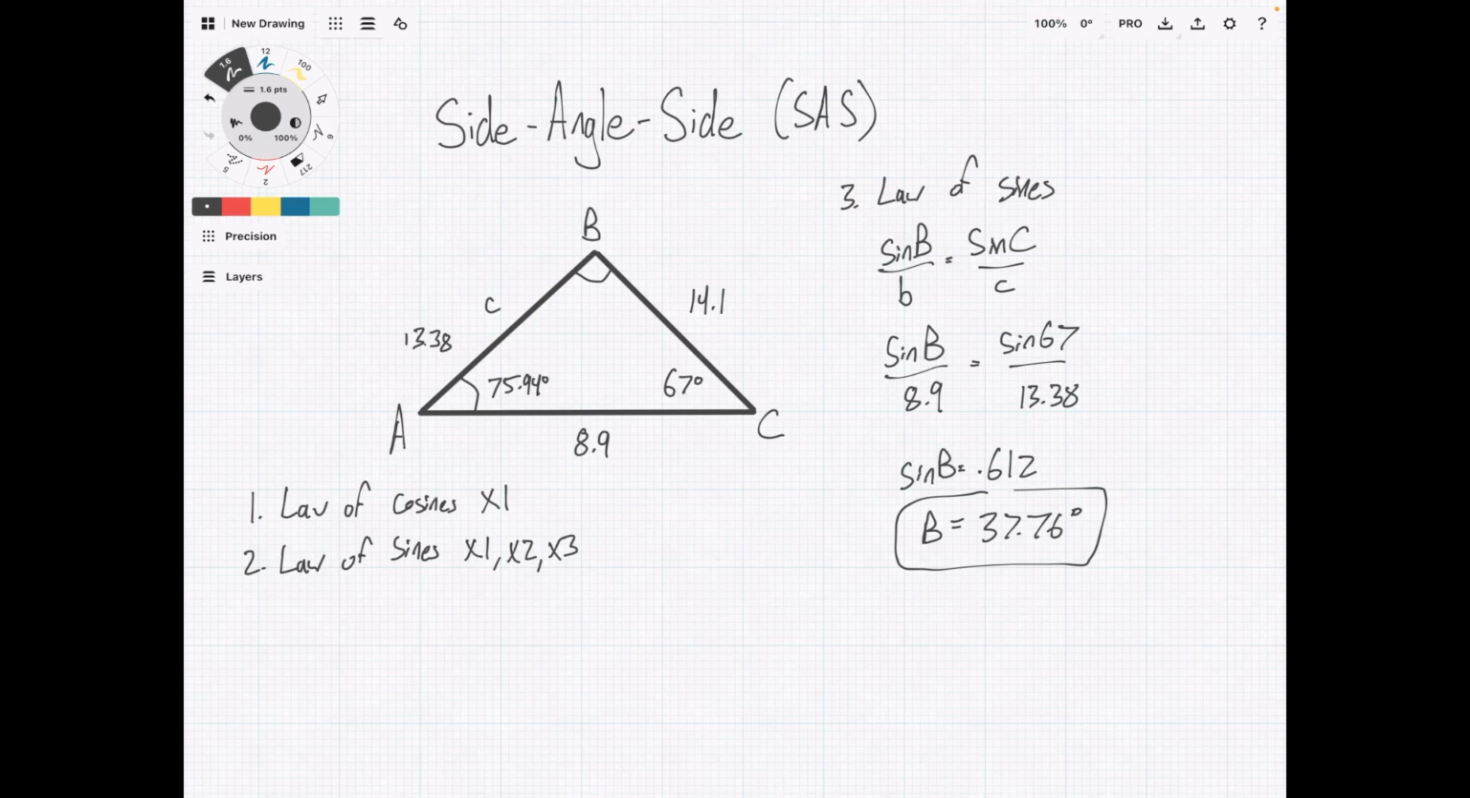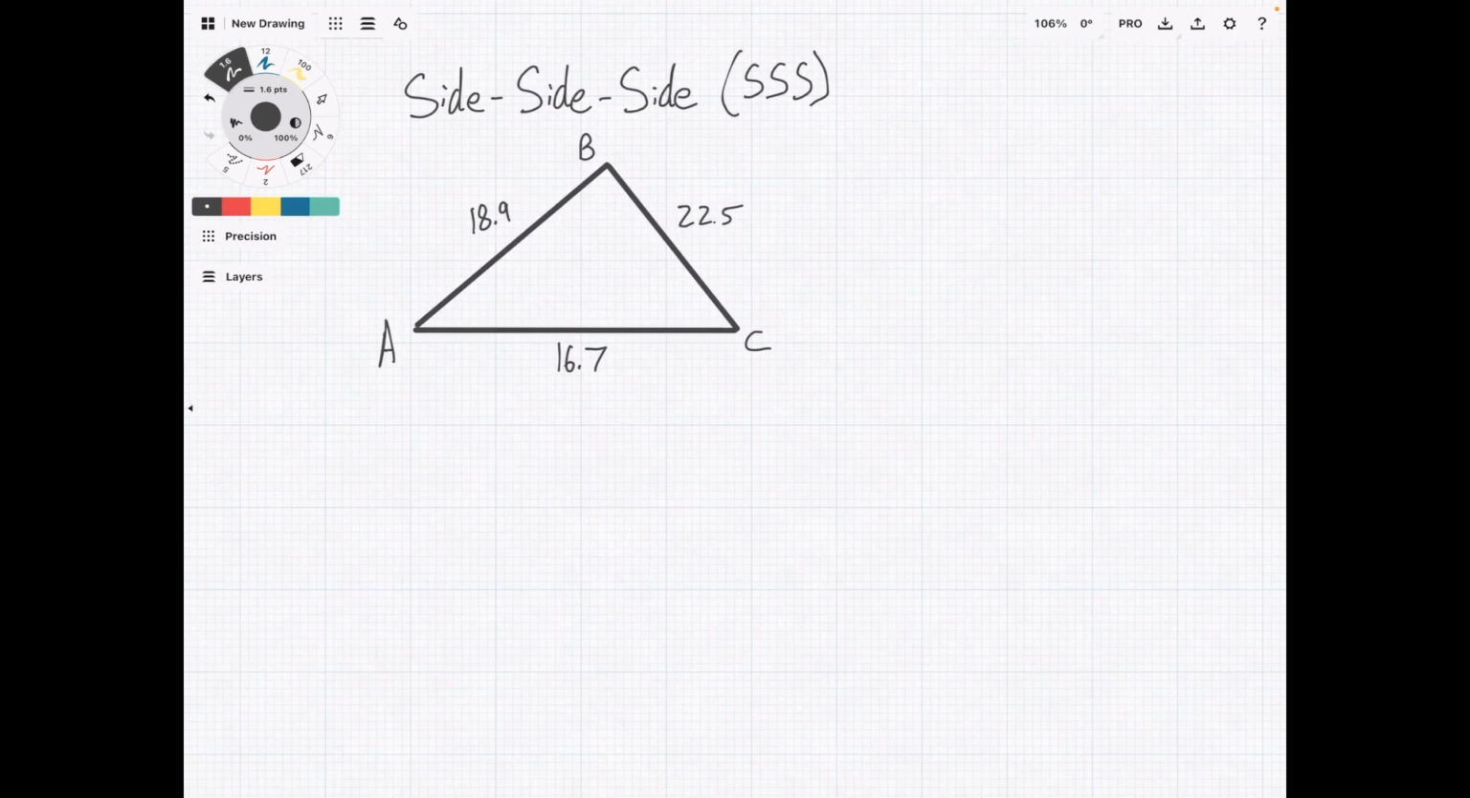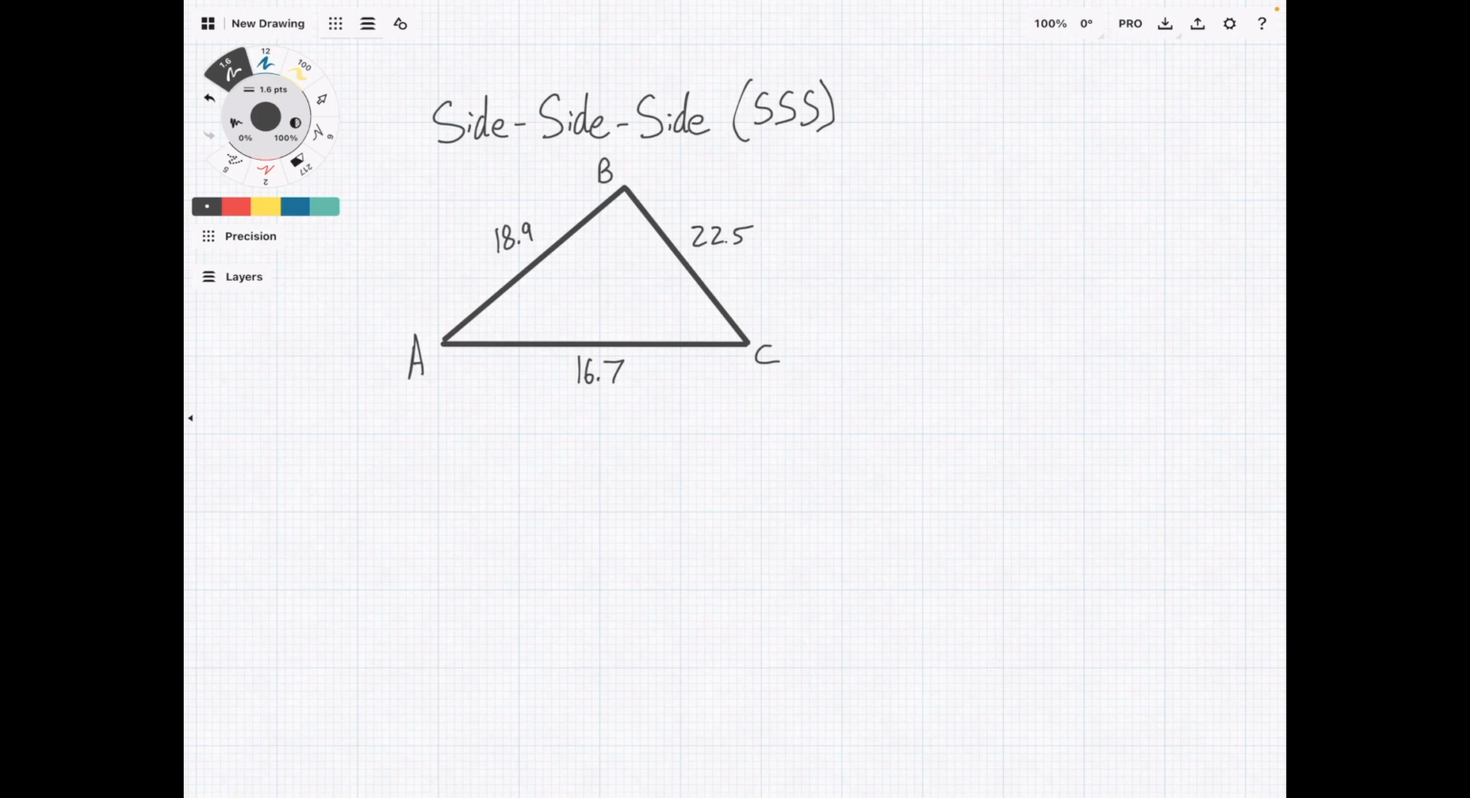So using the law of cosines and then the law of sines twice, we can figure out all of the angles and sides of our triangle. The second example where the law of cosines comes in handy is a side-side-side triangle, where we're given all the sides but none of the angles.